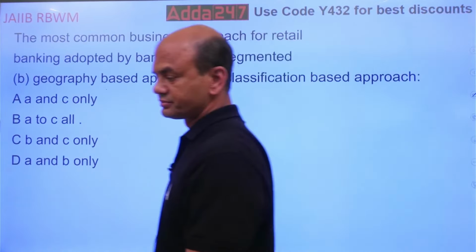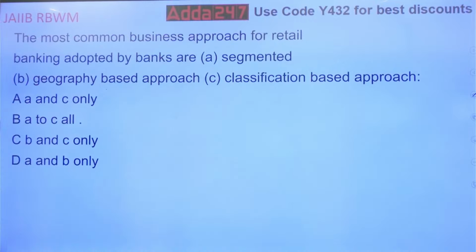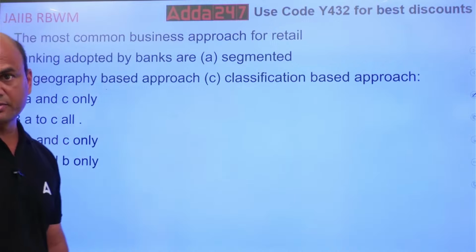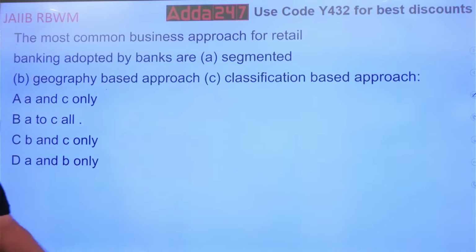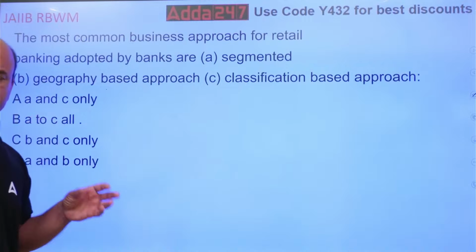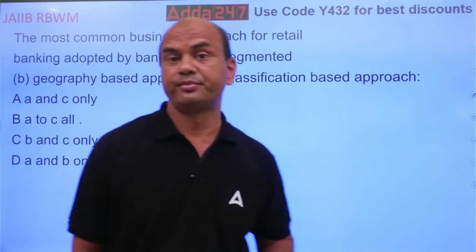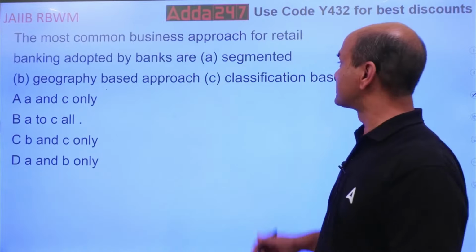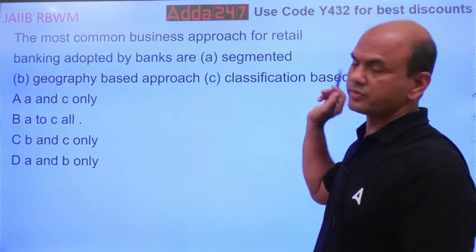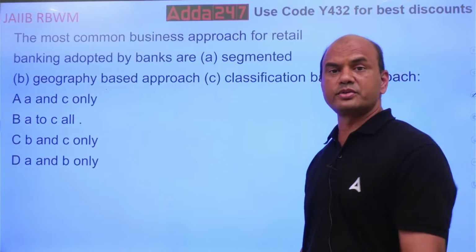Next, read this. The most common business approach for retail banking adopted by banks are segmented approach, geographical approach, classification based approach. Think, everyone, give me the answer. This is there in your book. Generally this question comes in the exam. You'll generally get a question on the segmented, geography based or classification approach.